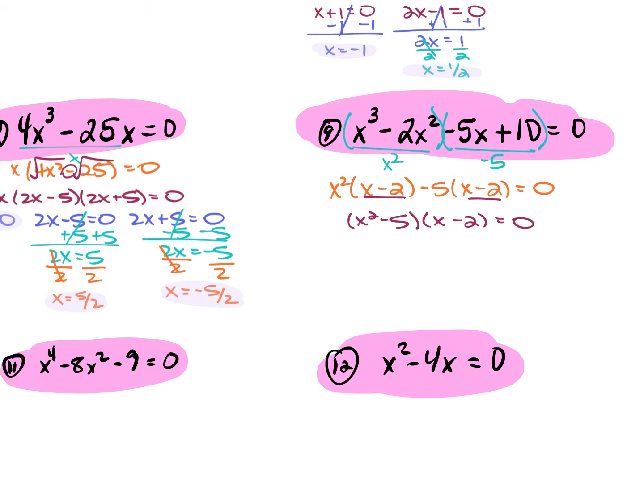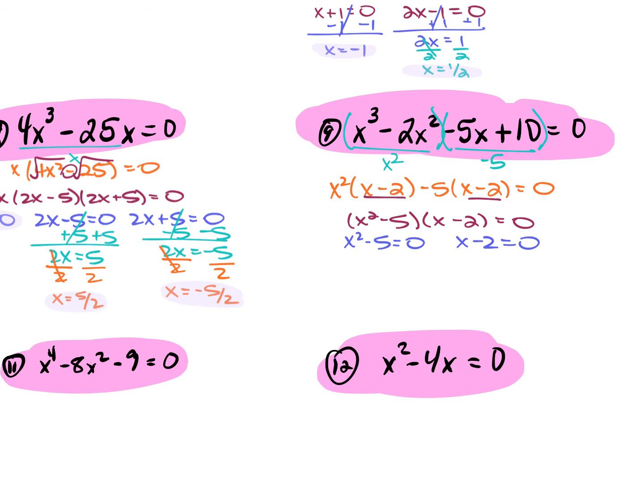Look at the x squared minus 5. Do you have a difference of squares? You do not, because that 5 is not a perfect square. So you cannot factor any further. Set each part equal to 0. So x squared minus 5 is equal to 0, and x minus 2 is equal to 0.